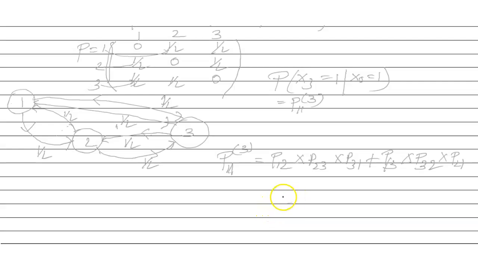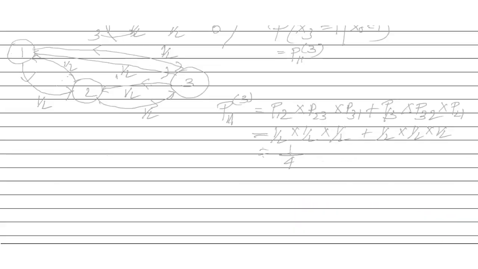So P12 is half, P23 is half, and P31 is also half, plus P13 half, P32 half, and P21 half. That value is 1 by 4. So this is my value, P113.